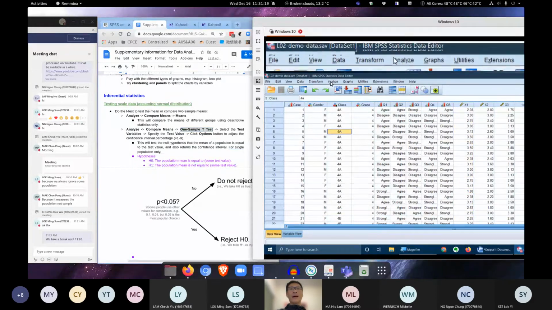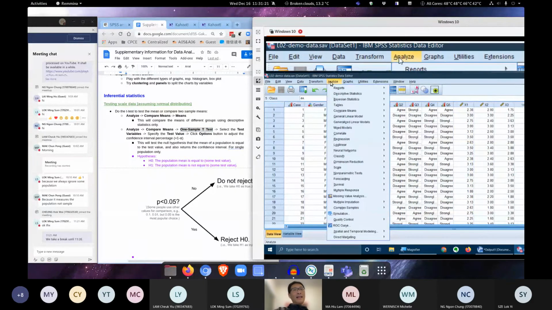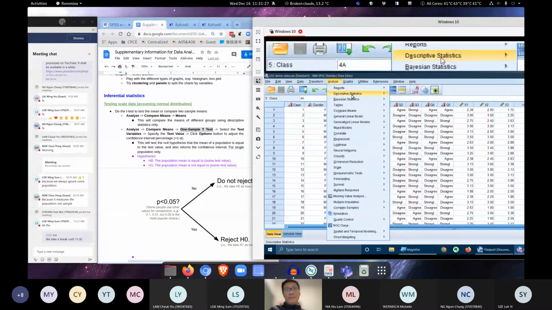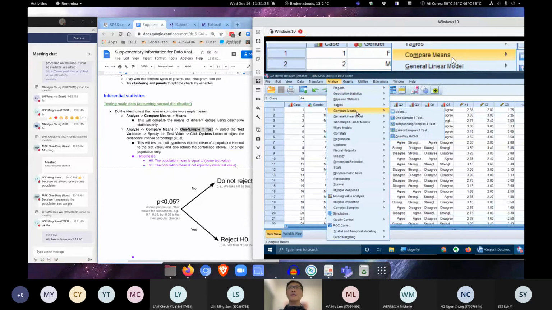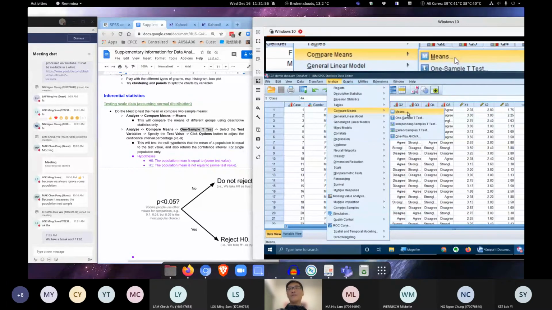Now, in the menu here, under the Analyze menu, now last time we used the descriptive statistics to do our analysis, but this time you need to move a little bit downward and look at the compare means menu, because as you see in the hypothesis testing of the scale level data, basically we are comparing the mean with other numbers. So we go to the compare means. The first menu here is something called the means.